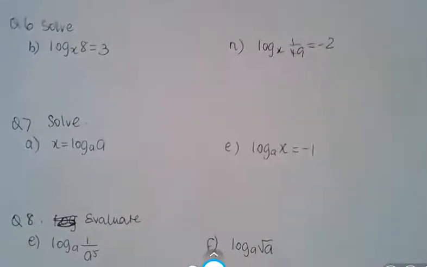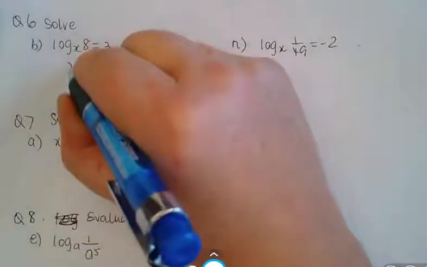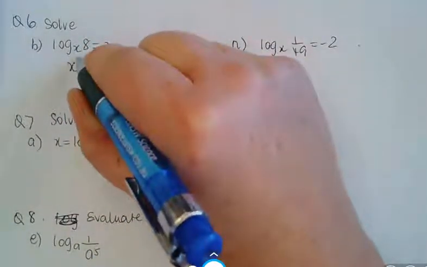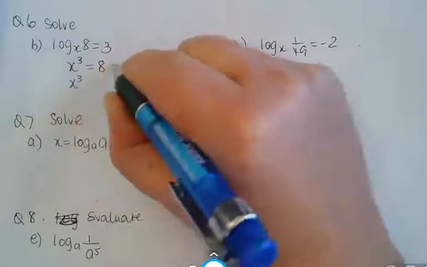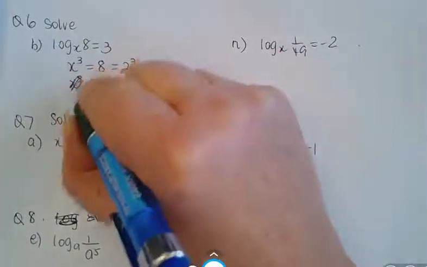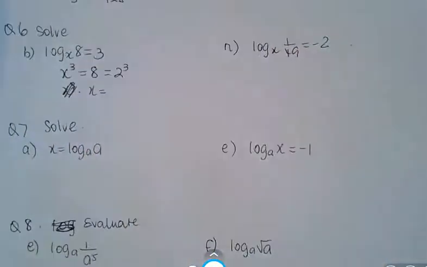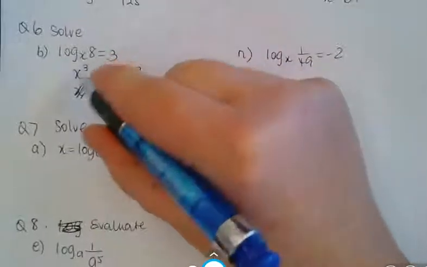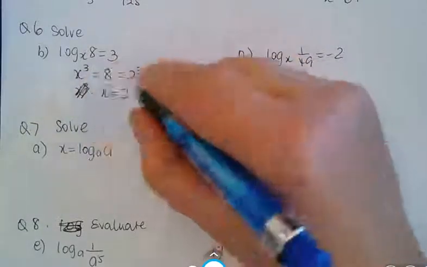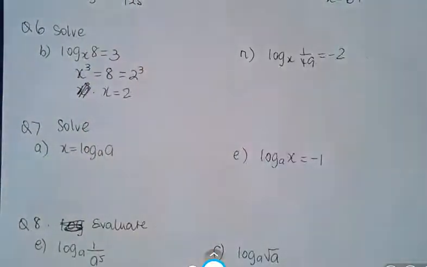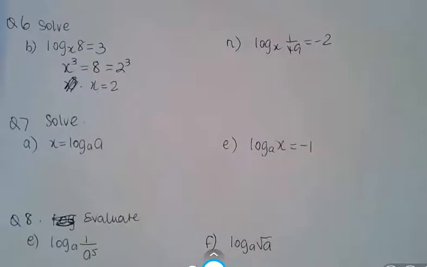So what have we got? Question 6b. x to the power of 3 is 8. So therefore, we know that 8 is 2 cubed, isn't it? So what does x equal? 2. Yeah, so that's how you can write it. So we know that x to the power of 3 is 8. I know that 8 is 2 cubed. So the powers are the same. Now I'm comparing the bases. So doing the same thing with the next one.